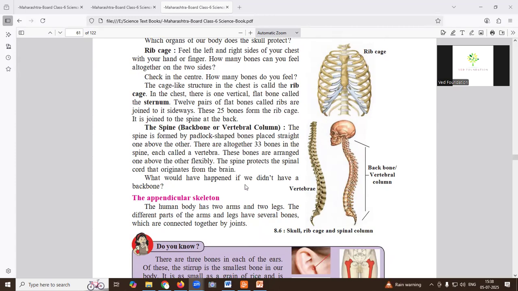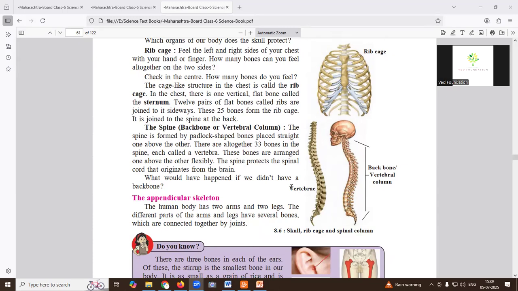What would have happened if we didn't have a backbone? Imagine if we didn't have a backbone, then there would be no support for the body. The backbone gives shape and support to our body. Without it, we would not be able to stand, sit, hold ourselves upright or run.